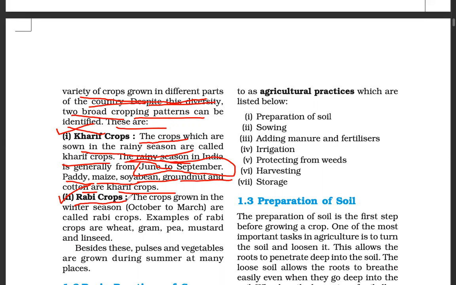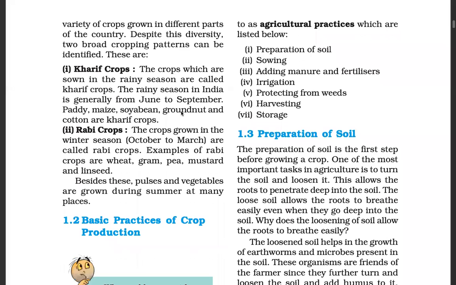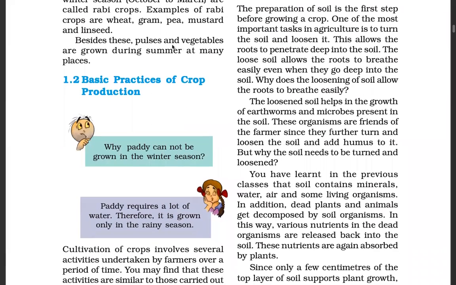Okay, let us come to rabi crops. The crops grown in the winter season, which is from October to March, are called rabi crops. Examples of rabi crops are wheat, gram, pea, mustard, and linseed. Besides these, pulses and vegetables are grown during summer at many places. And there are some crops which are grown in the summer season.